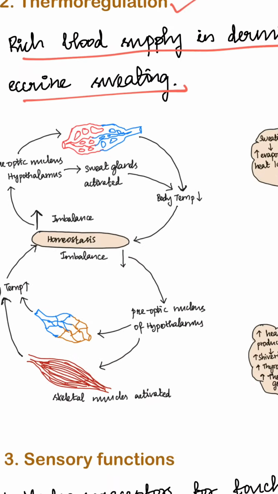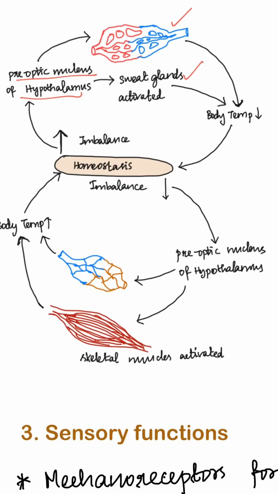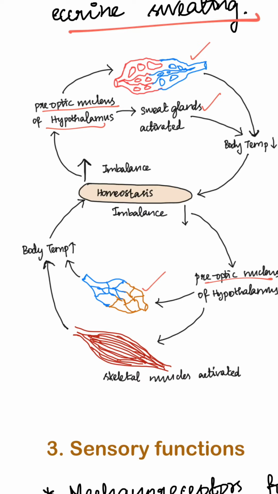So coming to thermoregulation, this function is mainly carried out by the rich blood supply in the dermis and eccrine sweating. Whenever there is an increase in temperature, the preoptic nucleus in the anterior hypothalamus gets activated, and in turn causes cutaneous vasodilation and sweat gland activation, which leads to a decrease in body temperature and restores the temperature to normal. Also, whenever there is a decrease in body temperature, again the preoptic nucleus in the anterior hypothalamus gets activated, and this time it causes cutaneous vasoconstriction and involuntary activation of skeletal muscle, which causes shivering, and the body temperature is increased and restored to normal.